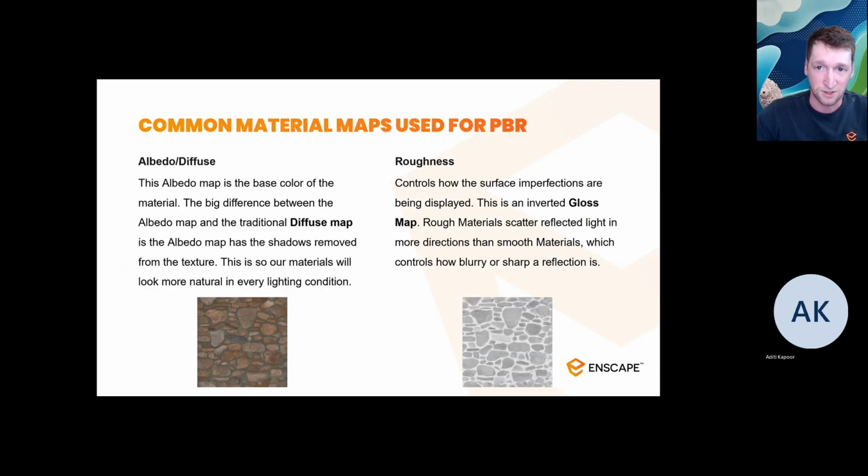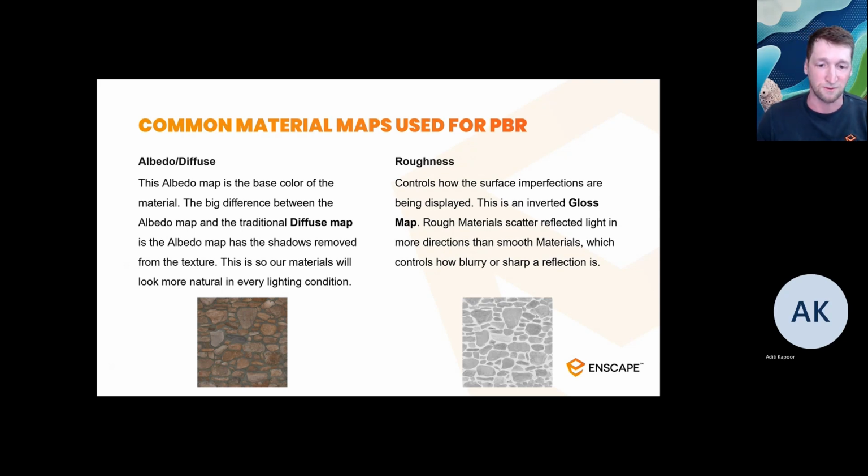Some common material types that we can use for a PBR system are albedo and diffuse. Traditional rendering engines, or a lot of other rendering engines, have a diffuse map, and a PBR system calls it an albedo map. It's basically the same thing. It's used to determine the color of the image. The only difference is the albedo map has the shadows removed from that map.